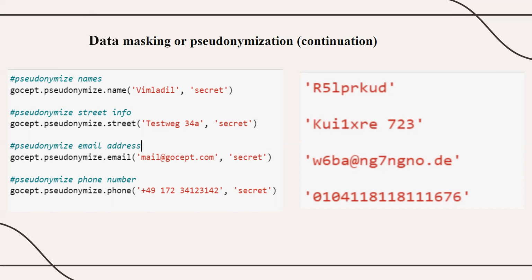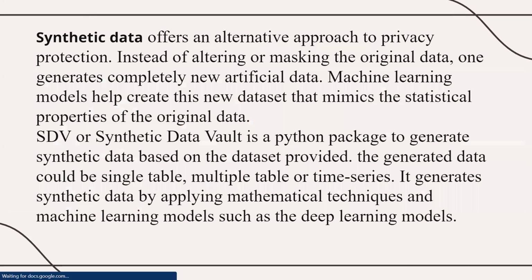We could pseudonymize street names or street addresses, which generates a fake, pseudonymized street address for us. We could also pseudonymize emails. This is an example of an email which could be transformed to this. We could also pseudonymize phone numbers, and here we have the pseudo phone numbers that have been generated. Moving forward, we'll also talk about the last way of privacy protection.